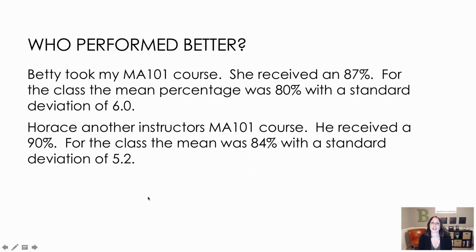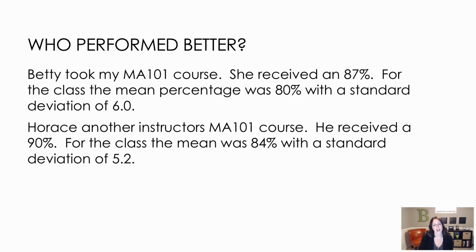So here's how we might use z-scores. Betty took my MA 101 course, which is intermediate algebra. She received an 87% for the class. The mean percentage, so the average percentage in that class, was 80% with a standard deviation of 6. Horace also took MA 101, but with a different instructor. Different instructors grade differently. He received a 90%. For the class, the mean was 84% with a standard deviation of 5.2.